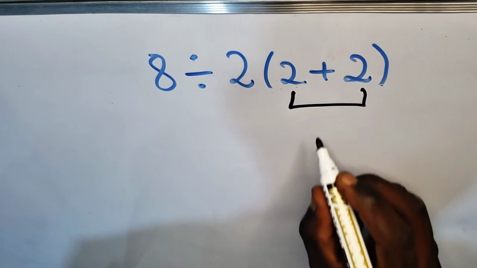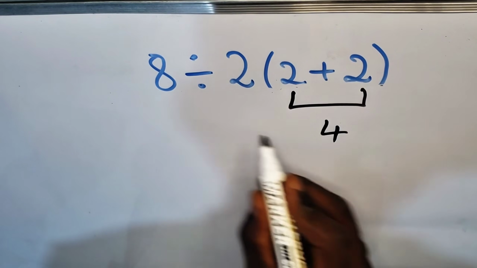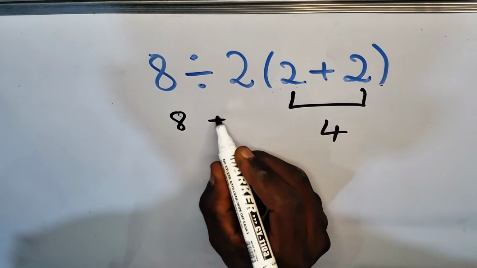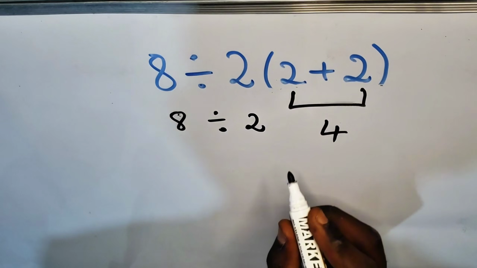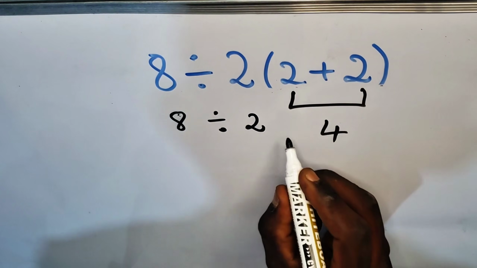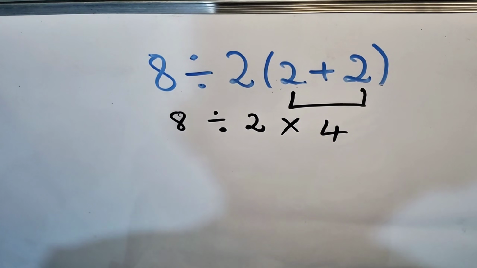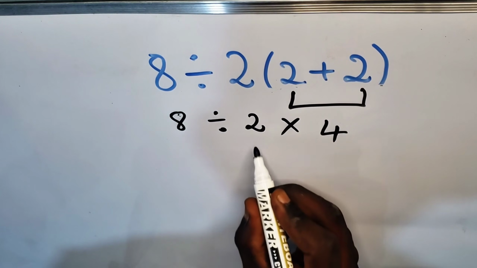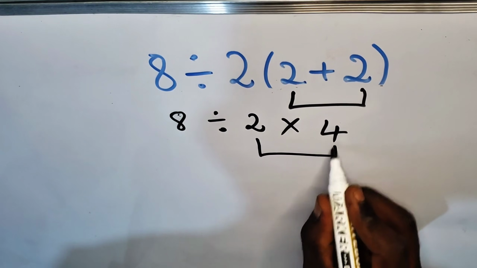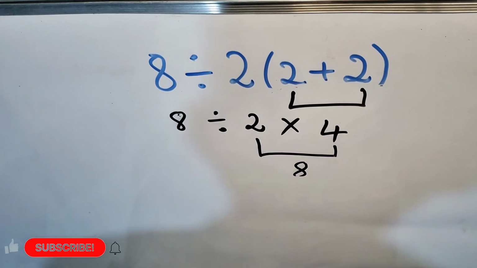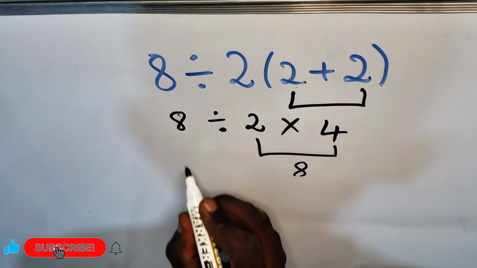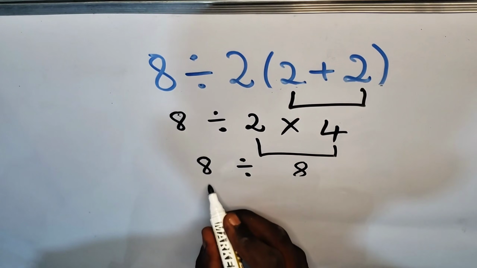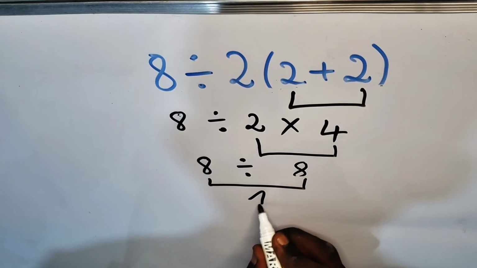2 plus 2 is 4. Our new equation becomes 8 divided by 2. We're going to replace this bracket by a multiplication sign. That is 8 divided by 2 multiplied by 4. Now at this level, 2 multiplied by 4 is equal to 8. So our expression becomes 8 divided by 8, which is equal to 1.